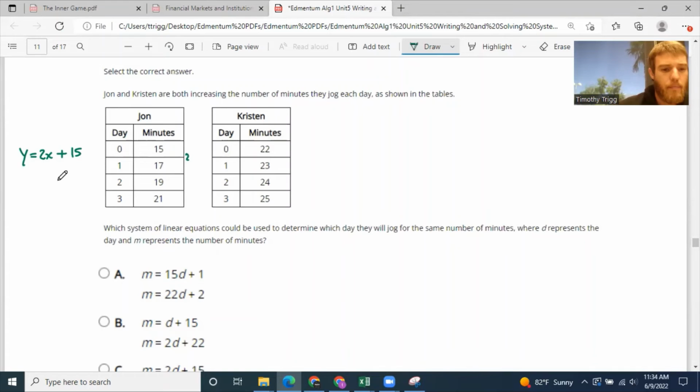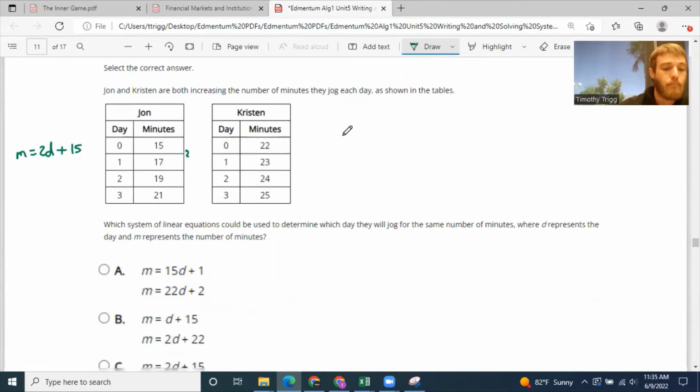Instead of y and x, they're using m for minutes, d for days, I guess. Days for x, so that's 2d here. And they're using m instead of y for minutes. So this is the equation for John's. See if you can find the equation for Kristen's. How much is she increasing by each day? That's your slope. And then what's her starting amount? That's your y-intercept.